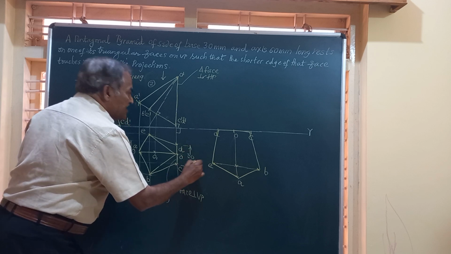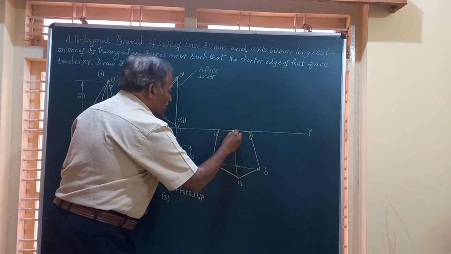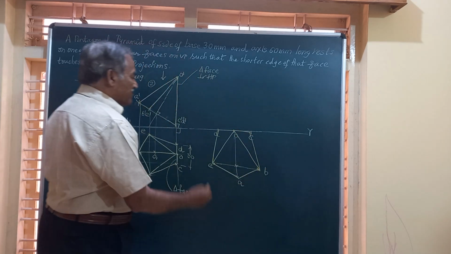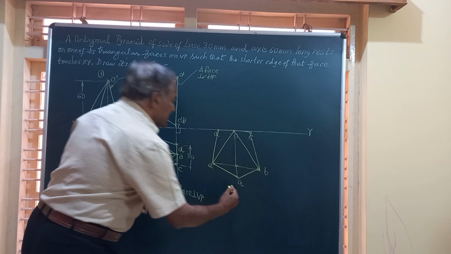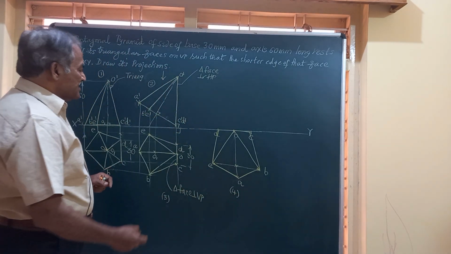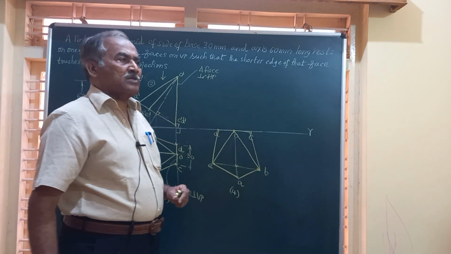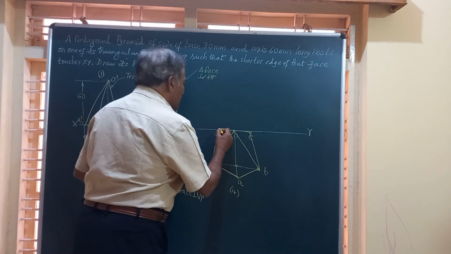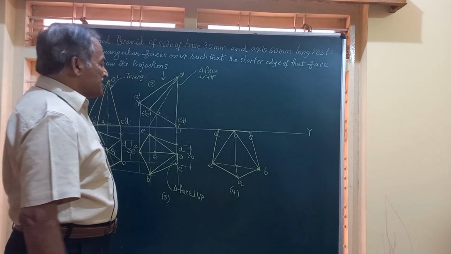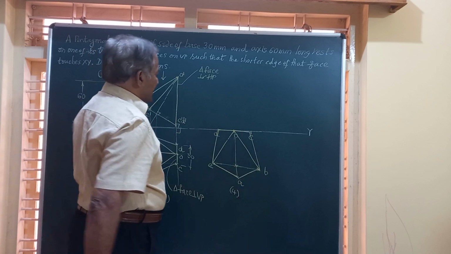So this is 30, this is also 30. And then I am going to join O to all. So O to E visible, then O to B is also visible. Friends, I have redrawn this figure 3 as figure number 4, and only the difference is this DOC, which was vertical, that is normal to VP, is now redrawn on XY line, because this shorter edge CD of the triangular face should be on XY.